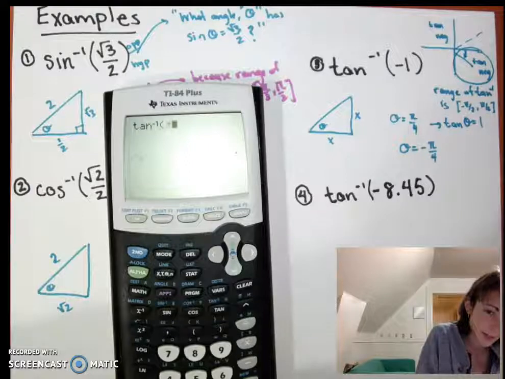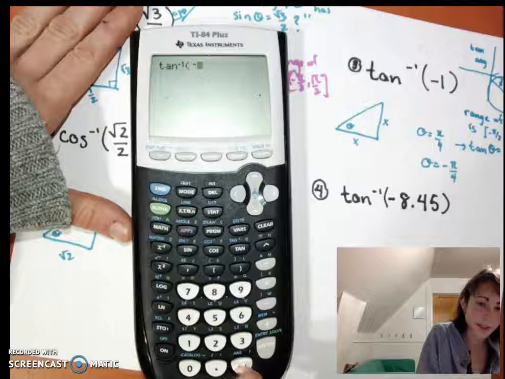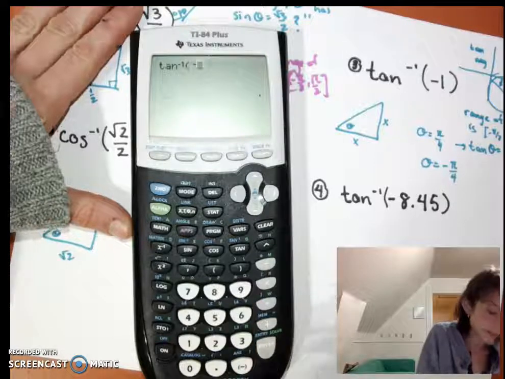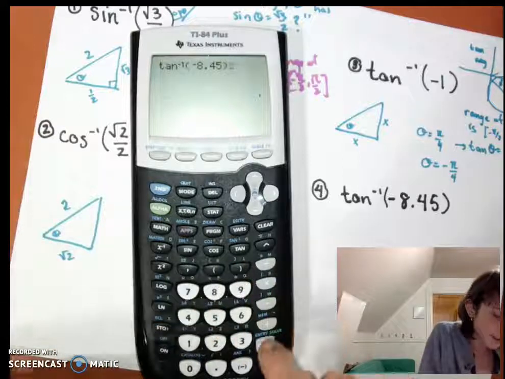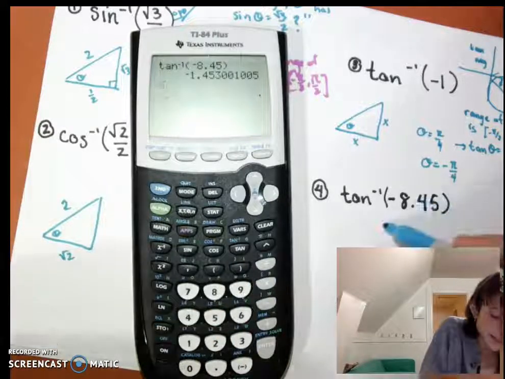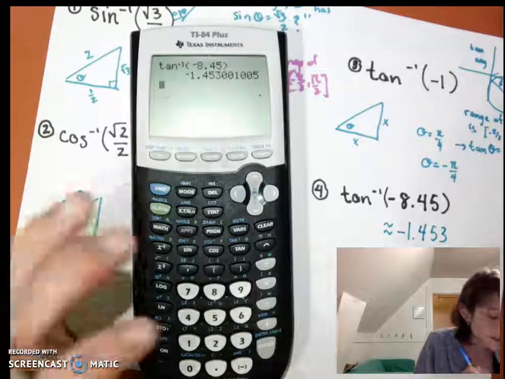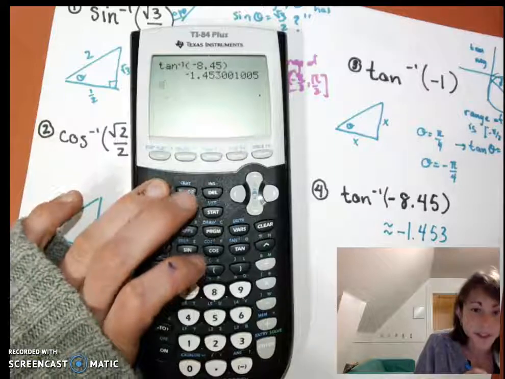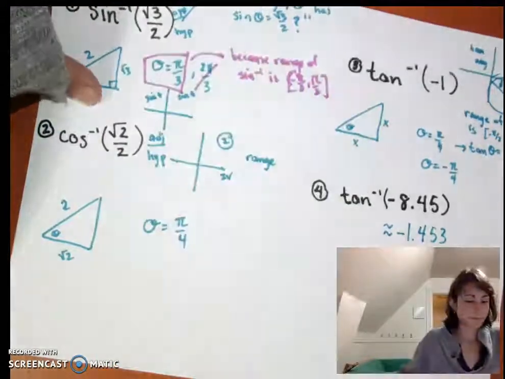Now I put in negative. Remember, anytime you want to put a negative number, you have to use this one in the parentheses rather than the minus. So negative 8.45 and hit enter. And I find that this is approximately negative 1.453. So we can always use our calculator to solve these inverse trig equations as well.